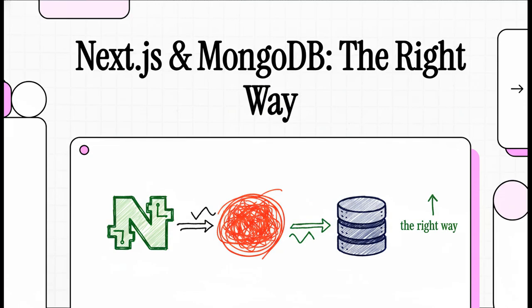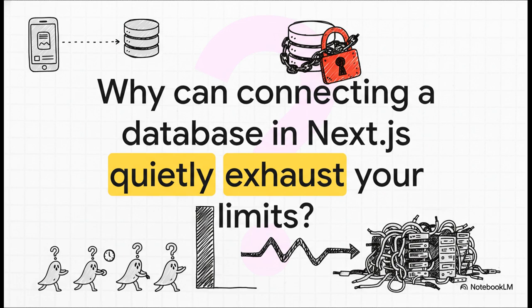All right, let's dive into a problem that, trust me, every single Next.js developer hits sooner or later: connecting to a database. We're going to be looking at the powerhouse combo of Next.js and MongoDB. Now, on the surface, it seems super simple, right? But there's this hidden little trap in the development process that can bring your entire app to a screeching halt. So today, we're going to expose that trap and show you exactly how to dodge it. So let's start with the big question.